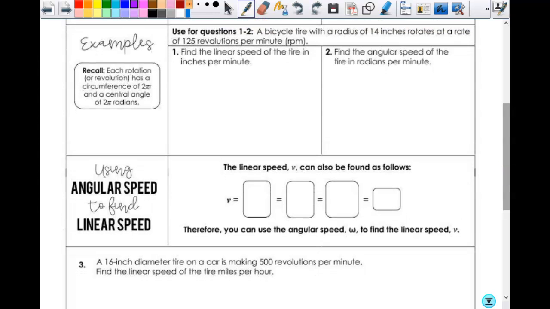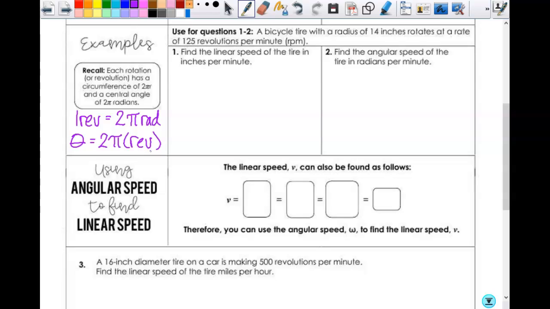So, this says, use for questions 1 and 2. A bicycle tire with a radius of 14 inches rotates at a rate of 125 revolutions per minute. Okay? So in order to do this, we talk about things in revolutions, and that's where our theta is going to come from. So one time around, one revolution around the circle is going to be how many radians? 2 pi. So if I make 2 revolutions, what's the angle? 4 pi, right? So basically, theta is going to be equal to 2 pi times the number of revolutions.